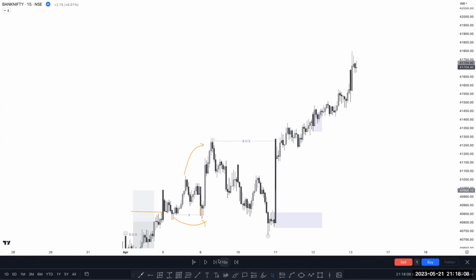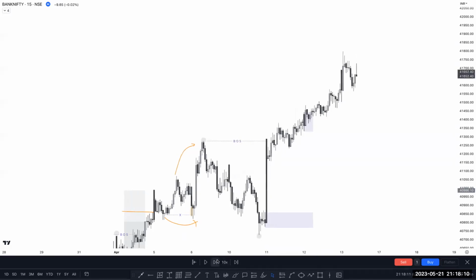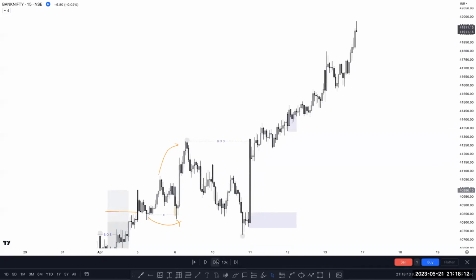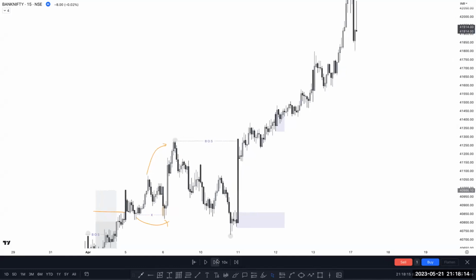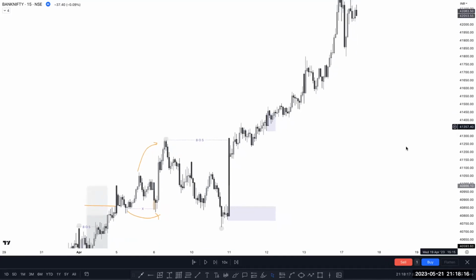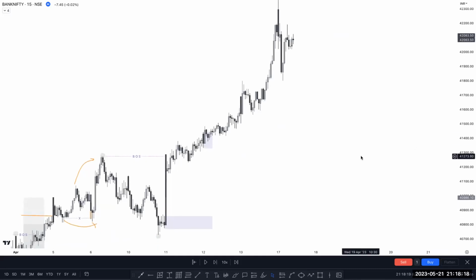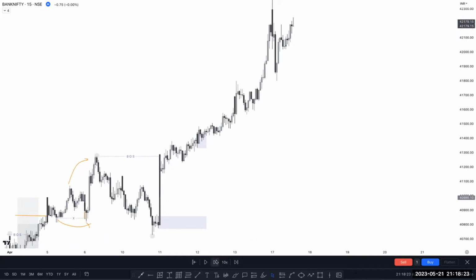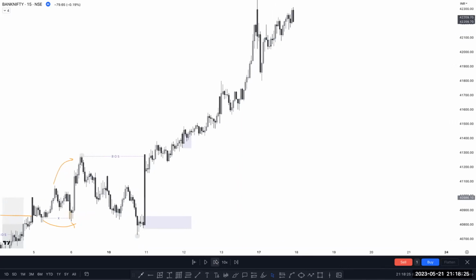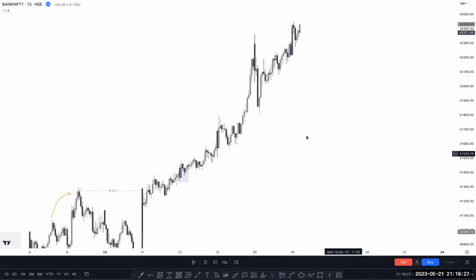This one is also not valid here. Okay, and you have to buy here after taking out the inducement only. And right now there is no opportunity as per the 15-minute time frame. Okay, all right. This one, I think this, no.